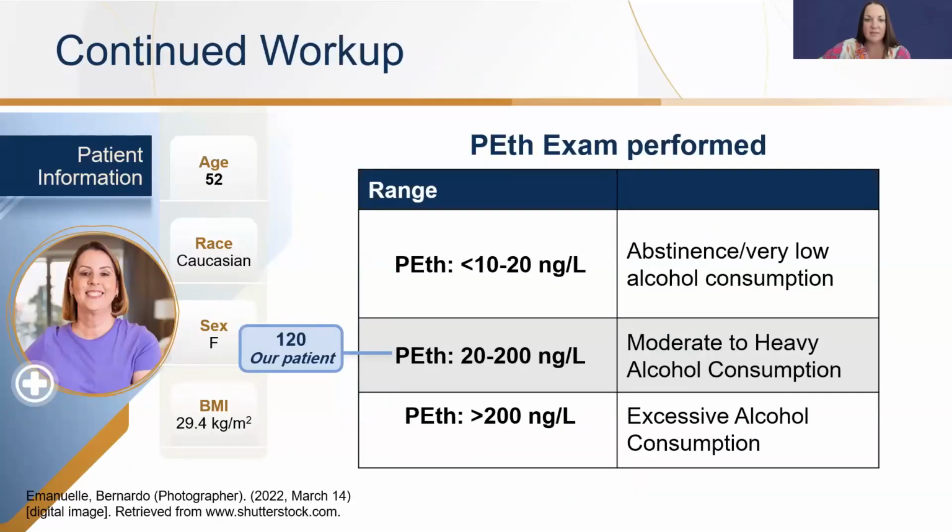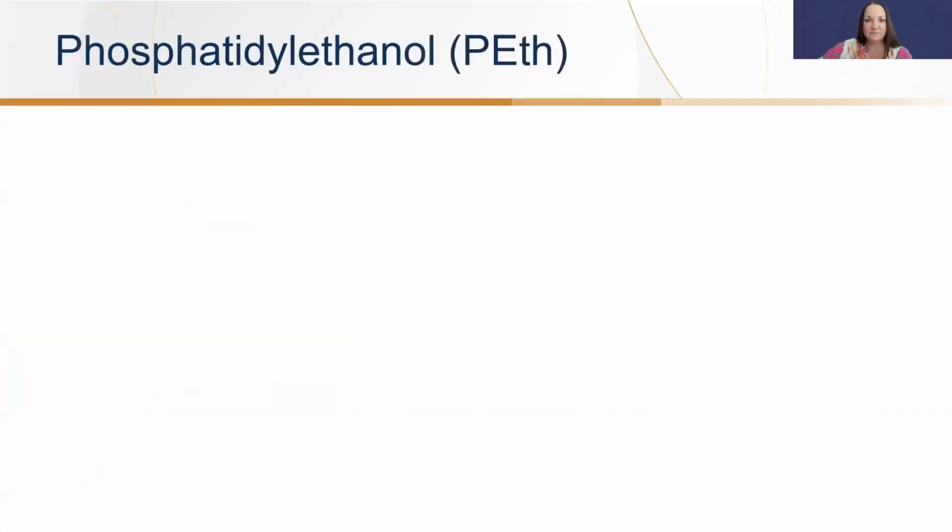So for our patient Ashley, her PEth test came back 120, which is consistent with moderate to heavy alcohol consumption. Again, her BMI was elevated, her triglycerides were elevated. She had a borderline A1C.